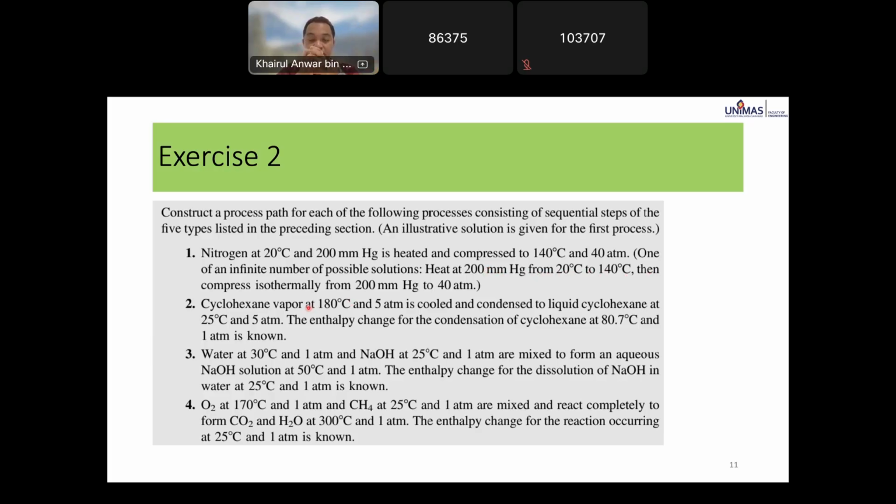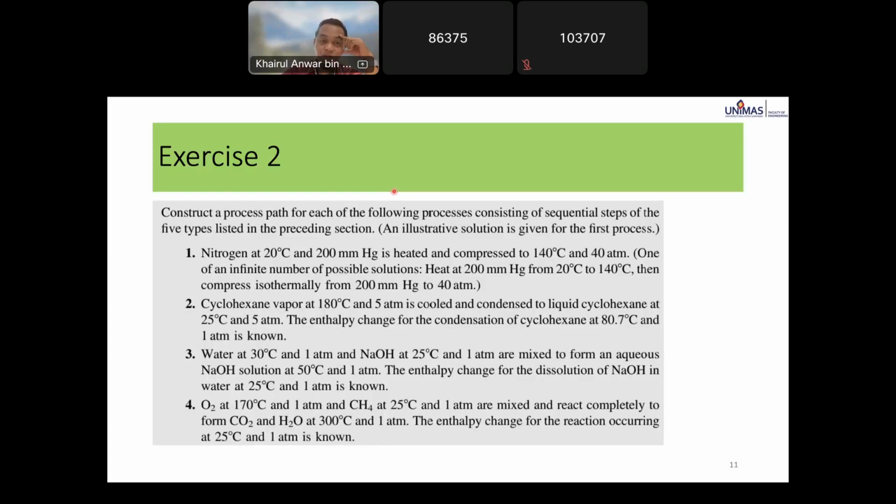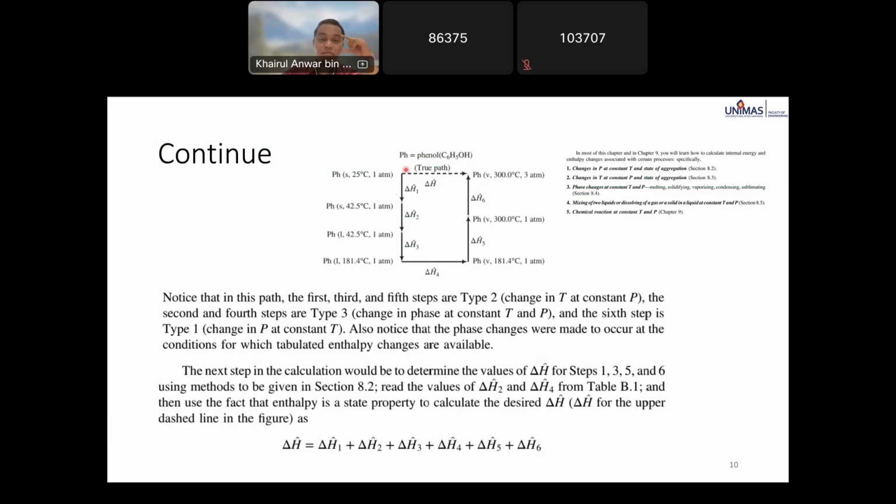So what you need to do is draw the hypothetical pathway like this. Yeah, like this. Start with the initial state: nitrogen 20 degrees C, 200 mmHg.